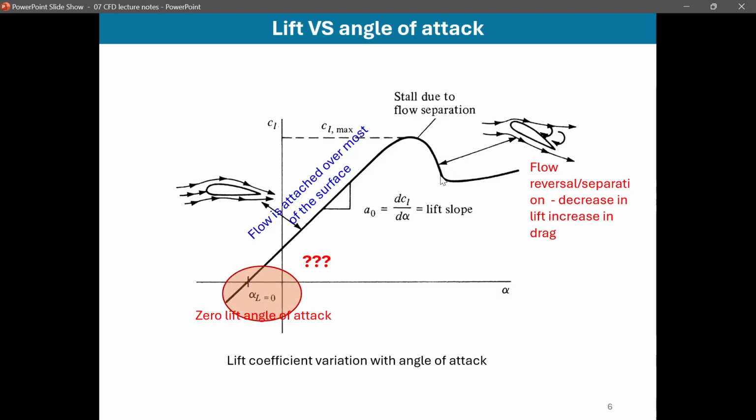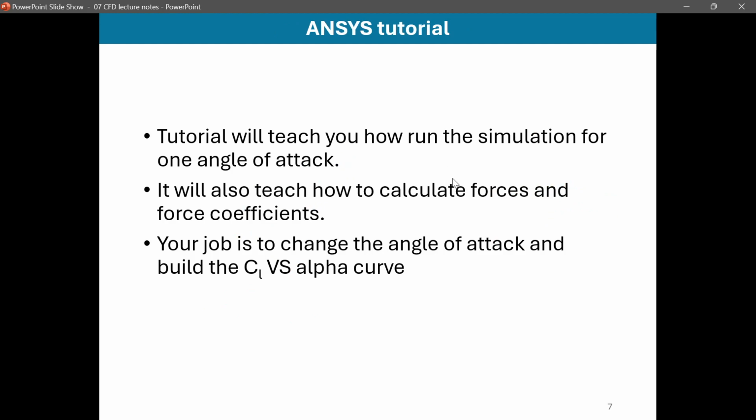The main question is how to do this though. The next step for you is to watch a tutorial that I'm going to post, and will be posted with this recording. In this tutorial, you are going to learn how to run the simulation for one angle of attack. And then I'm going to show you how to change the angle of attack, how to give it different angles of attack, and run the simulation again.